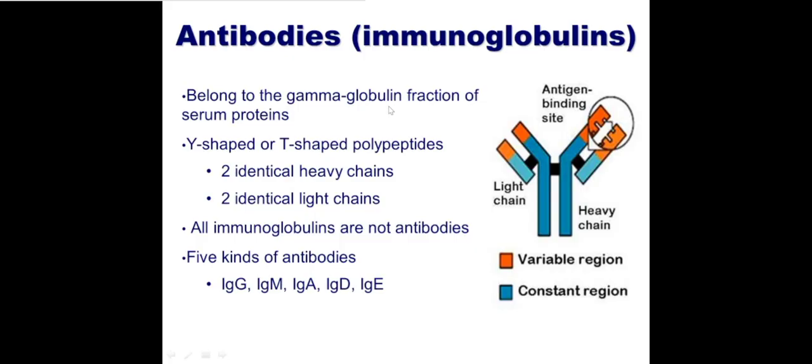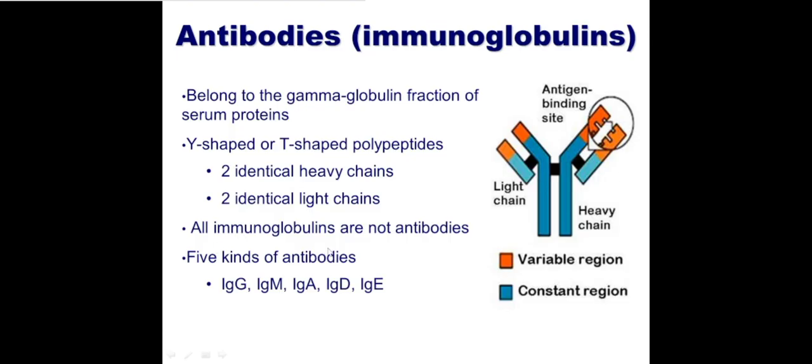They have two identical heavy chains and two identical light chains. This is a heavy chain and this is a light chain. And this is the Fab region where the antigen binds, and this is known as the paratope. Clear?